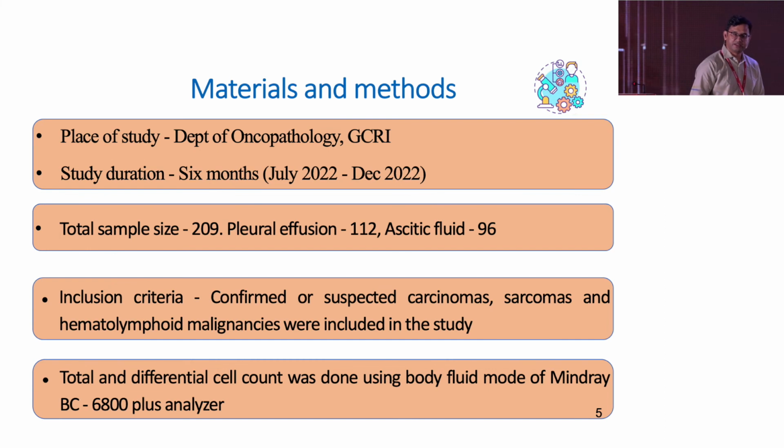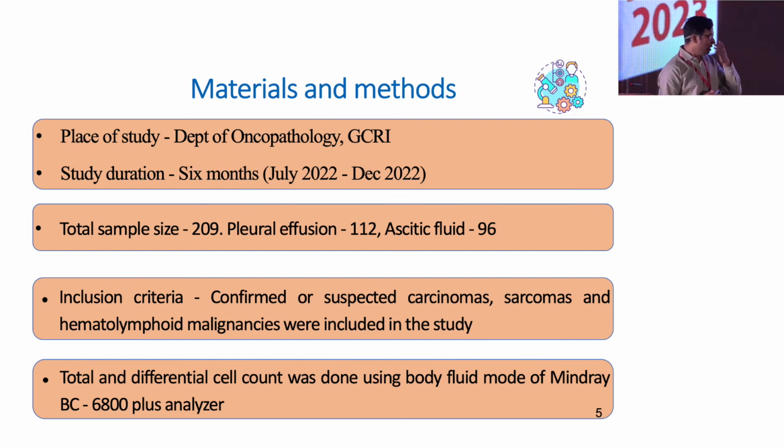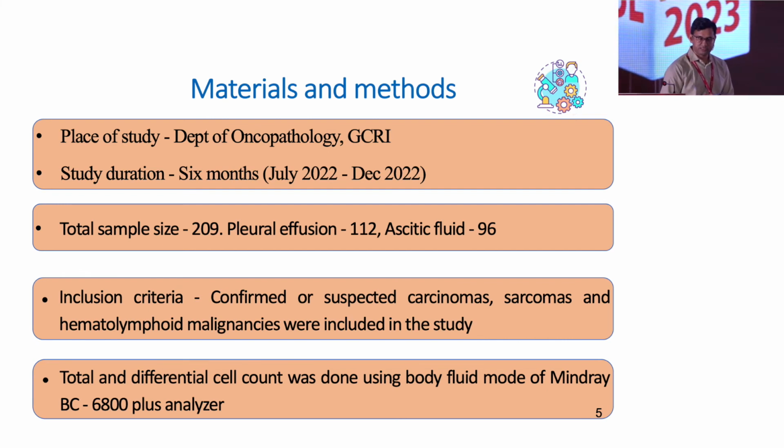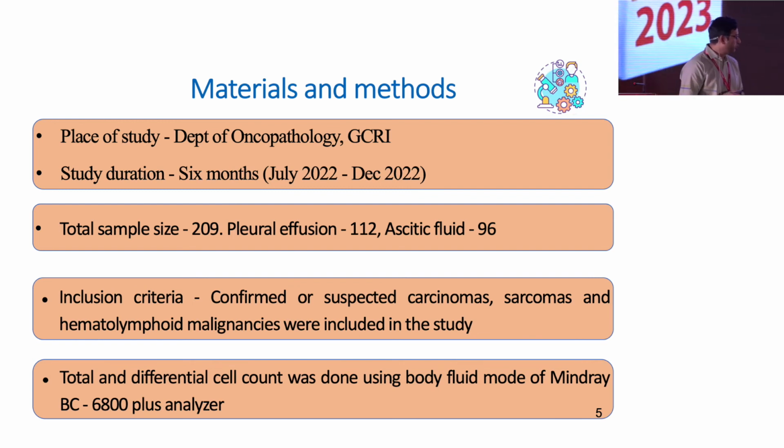We conducted this study in the Department of Oncopathology over a period of 6 months from July 2022 to December 22. Our total sample size was 209 samples, which included 112 pleural effusion samples and 96 ascitic fluid samples, and one sample was drainage fluid. We included all suspected and confirmed cases of carcinomas, sarcomas, as well as hematolymphoid malignancies in our study. We did a total and differential count of all the cases using the body fluid mode.